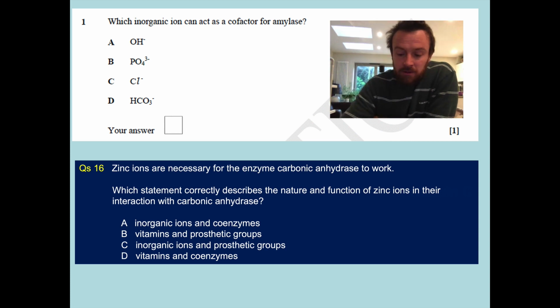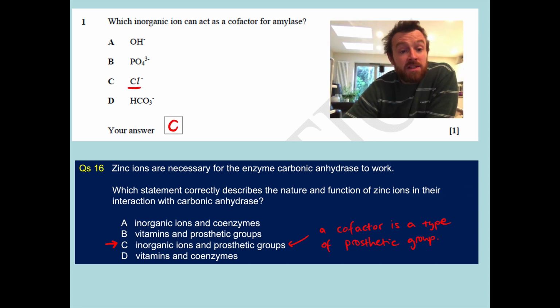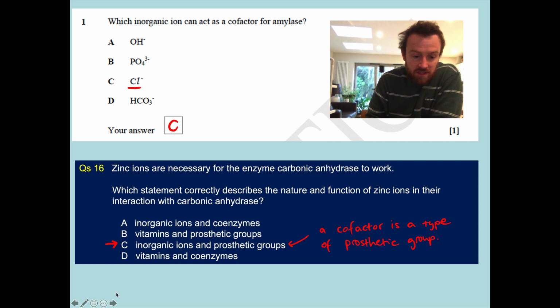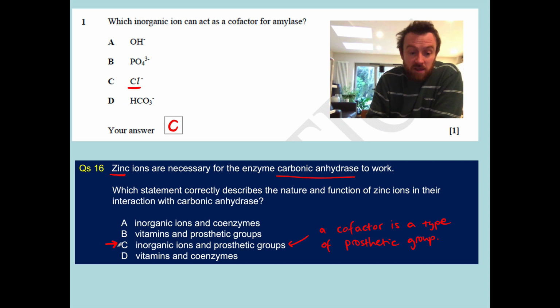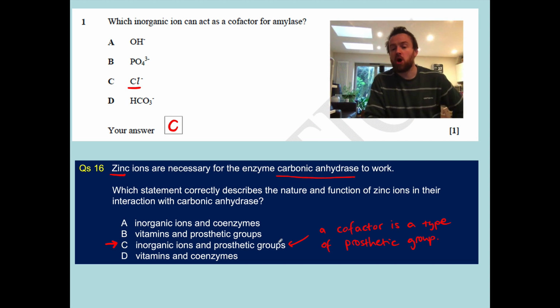All right, have you done that? Number 1. Cl- is the cofactor for amylase. You need to know that. And number 2, you actually do need to know this as well. This is the other one you need to know, is that zinc is used for carbonic anhydrase as a cofactor. And so this answer is C. So it's an inorganic ion and it's a prosthetic group, which is a permanently bound cofactor or activator.